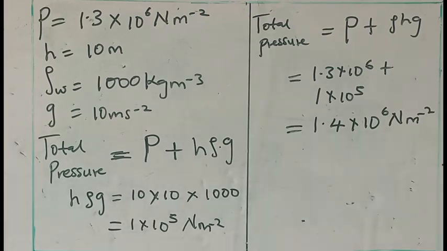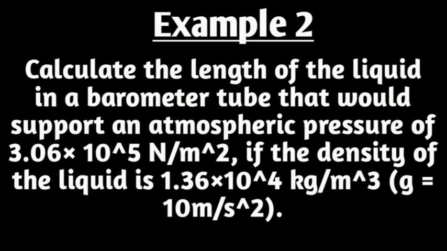Let's look at another example. Calculate the length of the liquid in a barometer tube that would support an atmospheric pressure of 3.06 times 10 raised to power 5 Newton per meter square, if the density of the liquid is 1.36 times 10 raised to power 4 kg per meter cube. Take G to be 10 meter per second square.